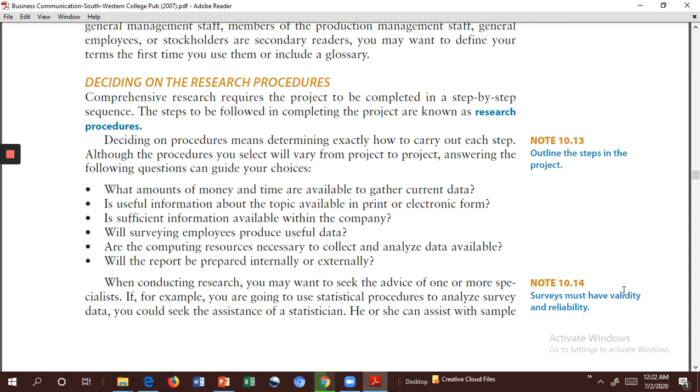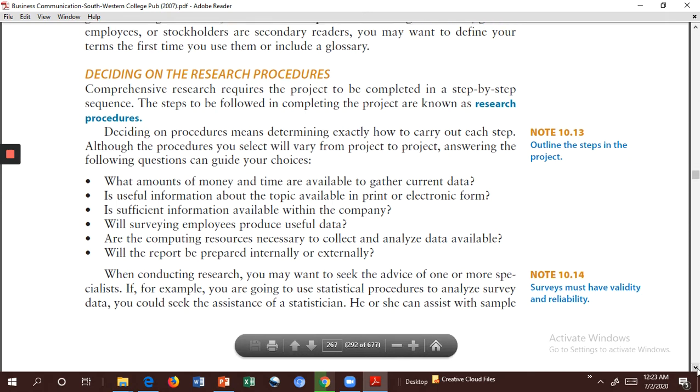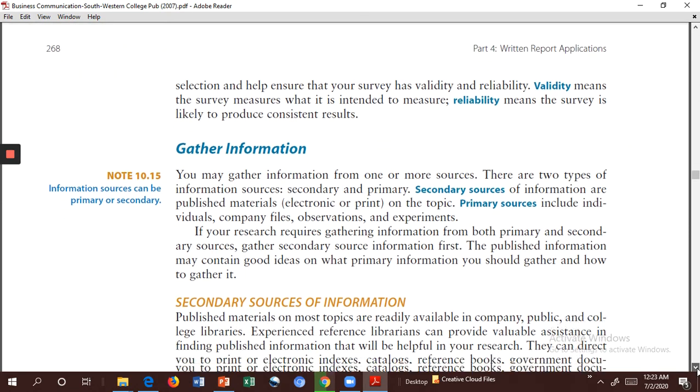I will not get into details over here because there is, I think, probably a subject related to research, business research methods, which you may be studying later.